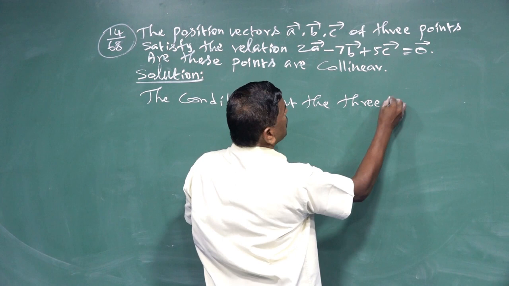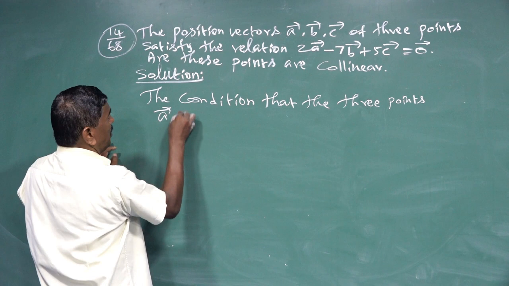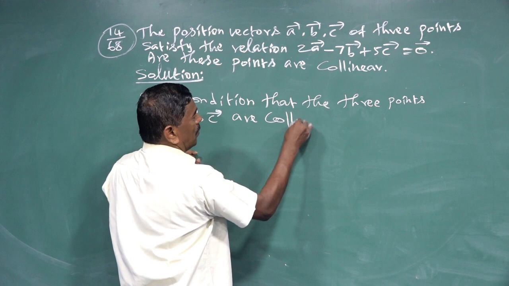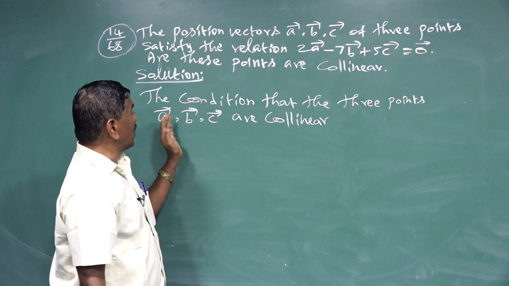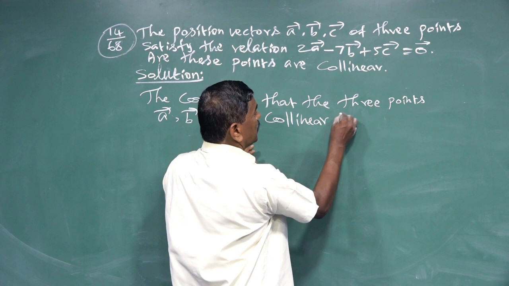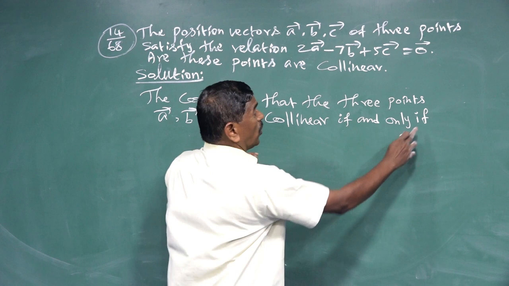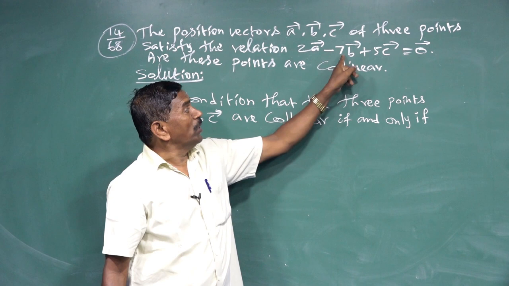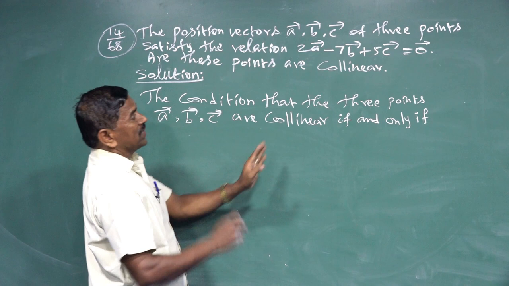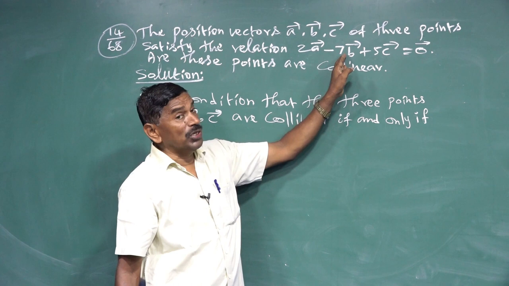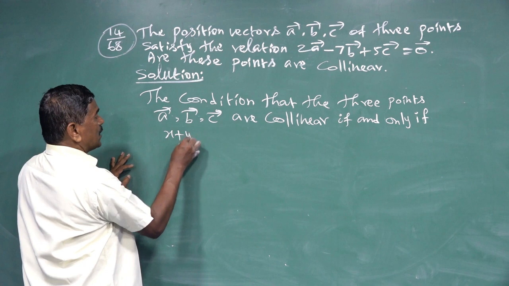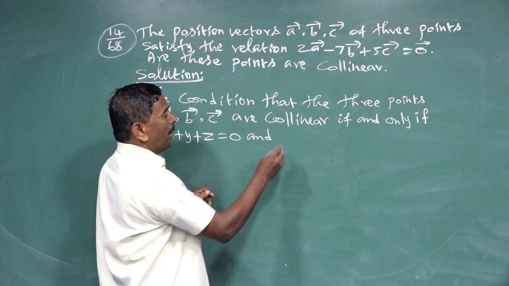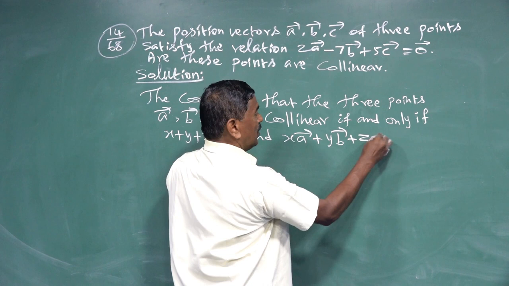the three points a vector, b vector, c vector are collinear. The condition that the three points a vector, b vector, c vector are collinear if and only if x into a vector plus y into b vector plus z into c vector is equal to 0 vector, also x plus y plus z equal to 0. So that is the condition. If and only if, let us write in reverse, x plus y plus z equal to 0 and x into a vector plus y into b vector plus z into c vector equal to 0 vector.